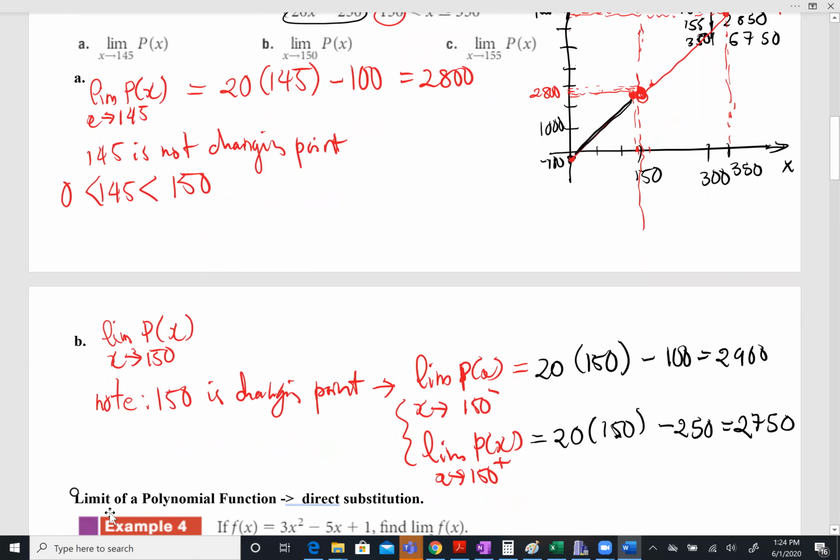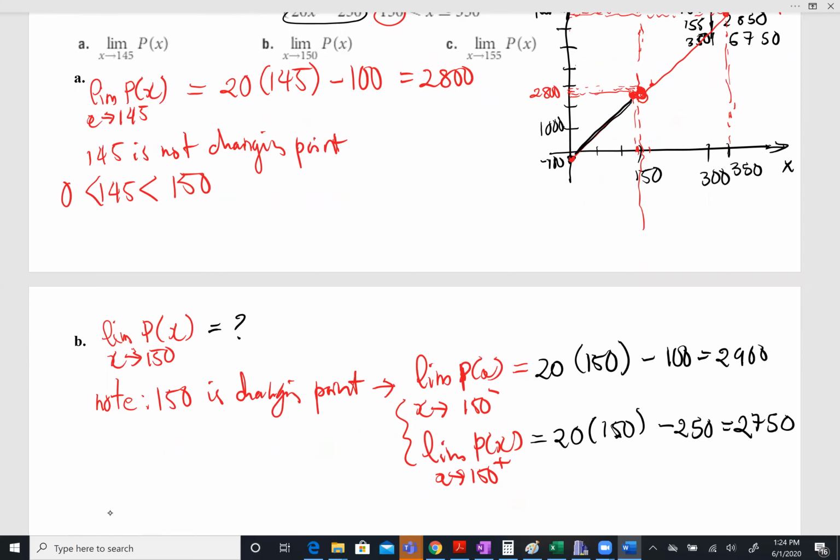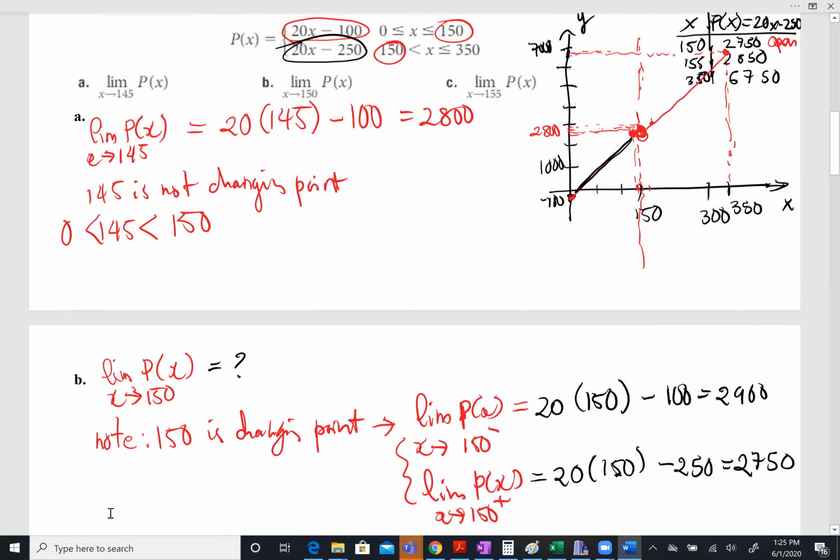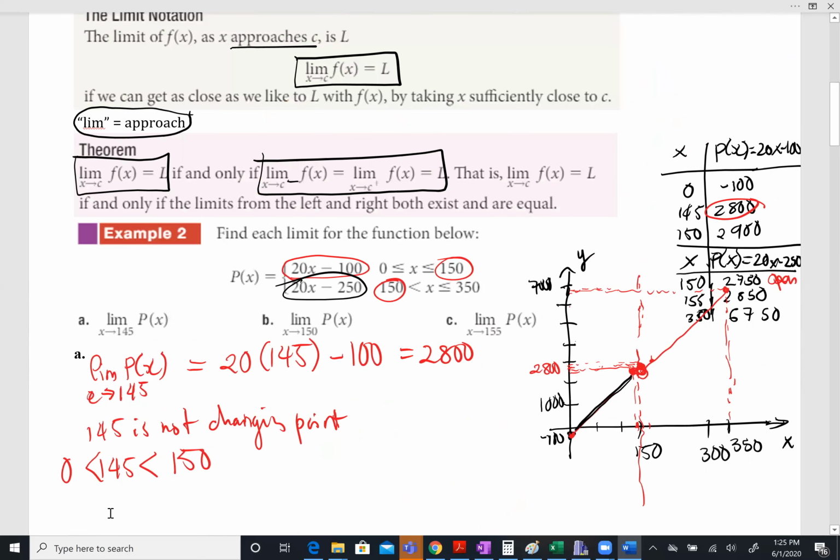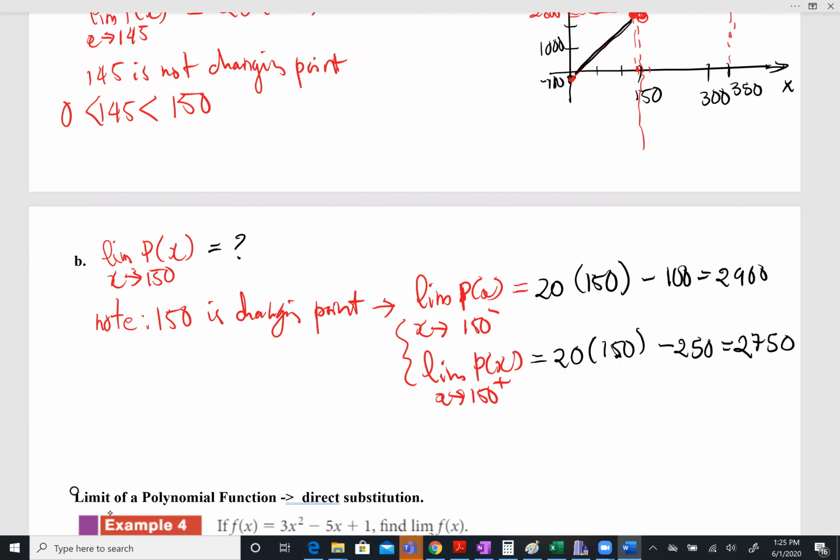They are asking me for the limit of p(x) when x goes to 150. Go back to the definition of the limit, or the theorem actually. You should know that in order to get the limit of f(x) when x goes to c, you need to have both sides of the limit, when x approaches c from the left or from the right, equal each other. But in here, take a look at the limit of p(x) when x goes to 150 from the left and from the right. They are not equal each other.